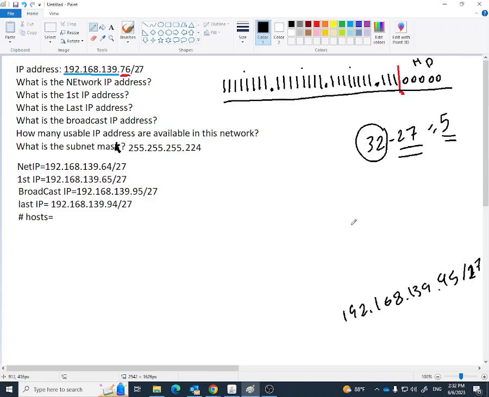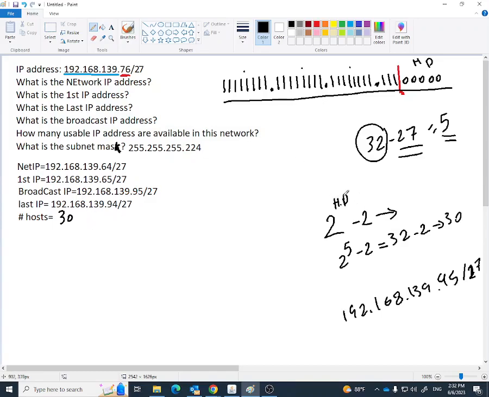Okay, the equation that we're going to use is very simple. 2 to the power of the host portion minus 2, and that will give you how many hosts you can have. Now that will be simply 2 to the power of 5 minus 2, which equals 32 minus 2, and that is 30. So we can have 30 different hosts in this network. So we'll put 30 here, hosts.